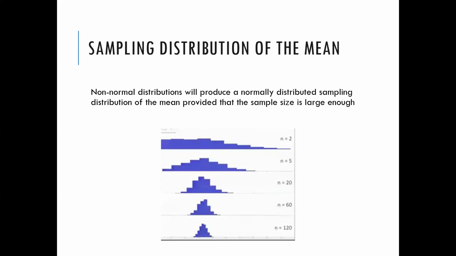Here, visually, is that last point, where even non-normal distributions will produce a normally distributed sampling distribution of the mean, provided that the sample size is large enough. We see here that when we draw a very small sample size from our population and plot the sampling distribution of those sample means, we have a non-normal distribution. But as our sample size increases, it converges into a normal distribution.